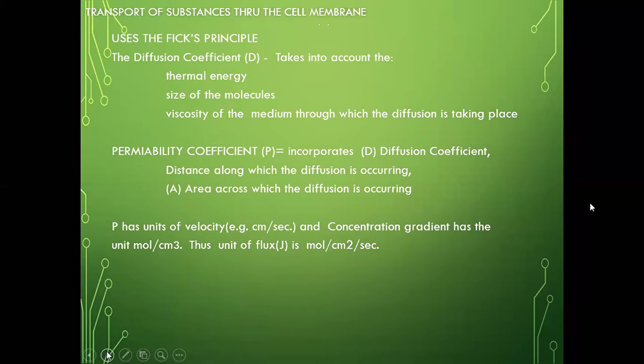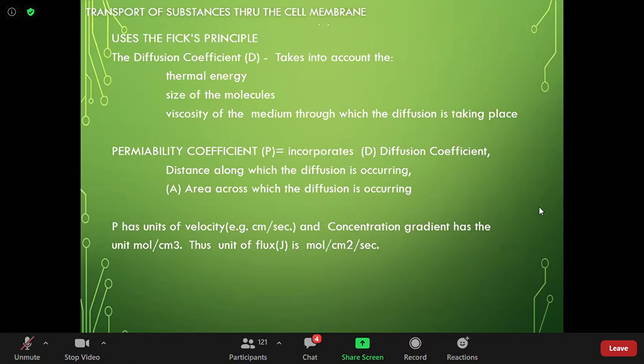Permeability coefficient incorporates the diffusion coefficient, the distance along which the diffusion is occurring, and the area across which the diffusion is occurring. The permeability coefficient has units of velocity, for example centimeters per second, and concentration gradient has the unit mole per cubic centimeter. Thus, the unit of flux is mole per square centimeter per second.